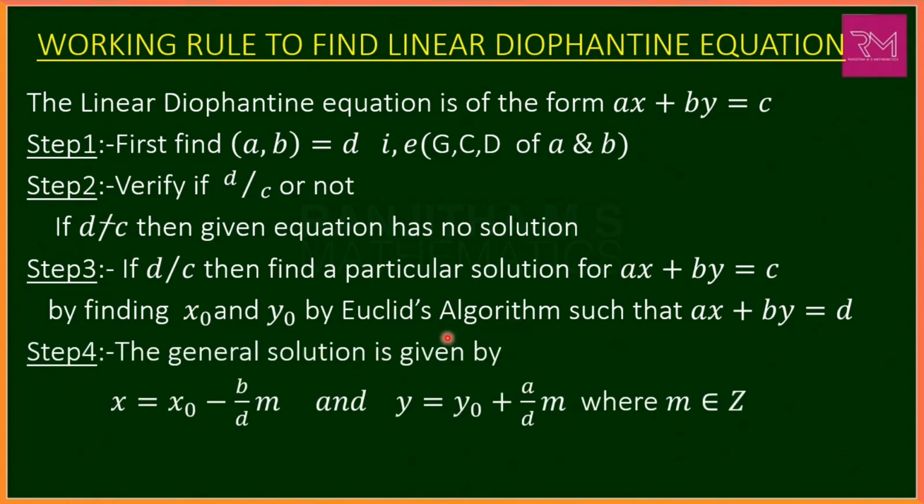Next step, after finding the X naught and Y naught values with the help of Euclid's algorithm, the general solution is given by the formula X equals X naught minus B by D into M, and Y equals Y naught plus A by D into M, where M is an integer. So this is the working procedure to solve a linear Diophantine equation. Let's see some problems so that you can understand it in a better way.